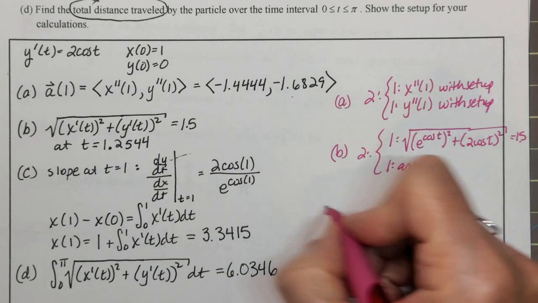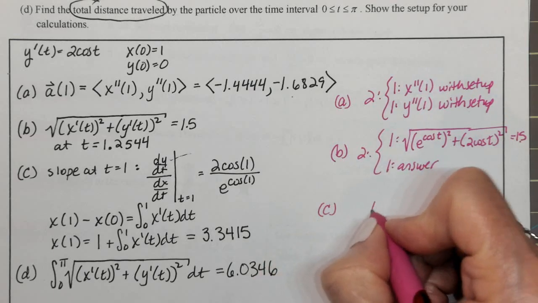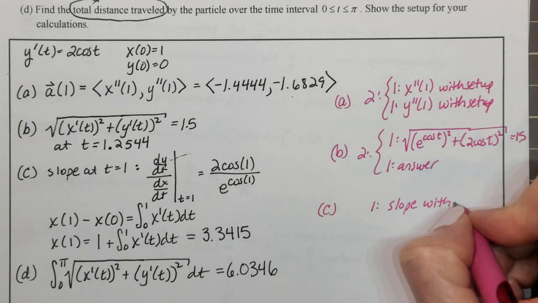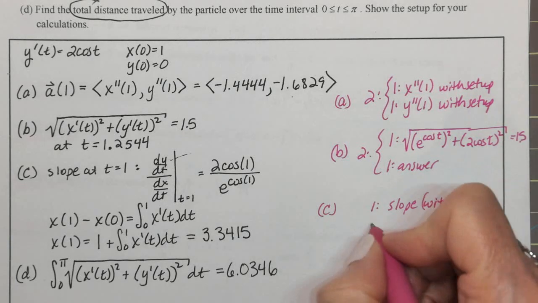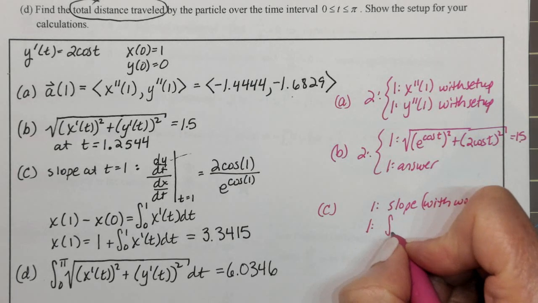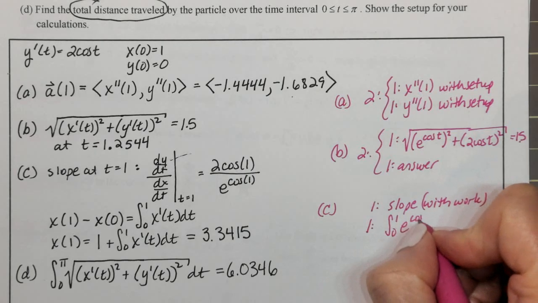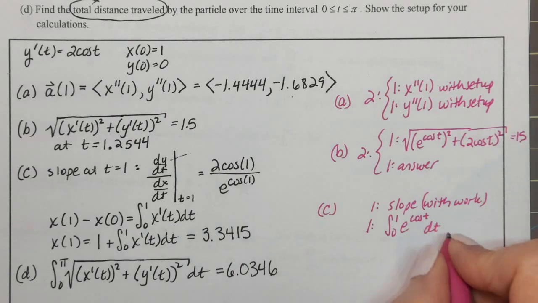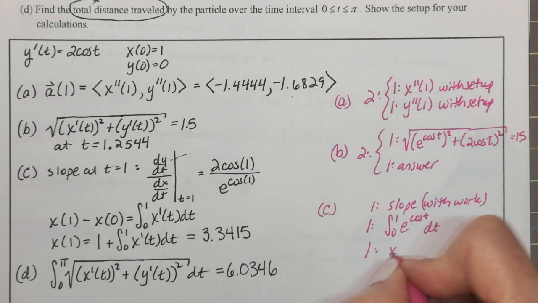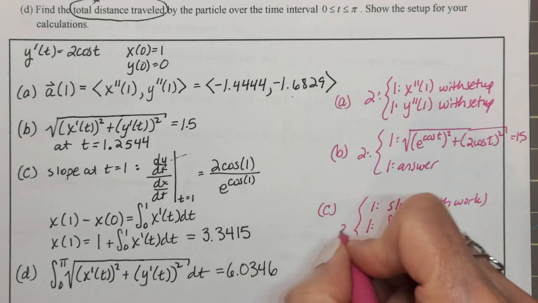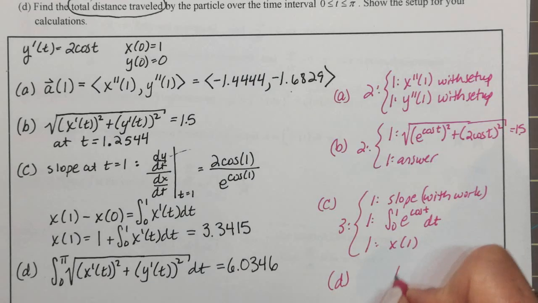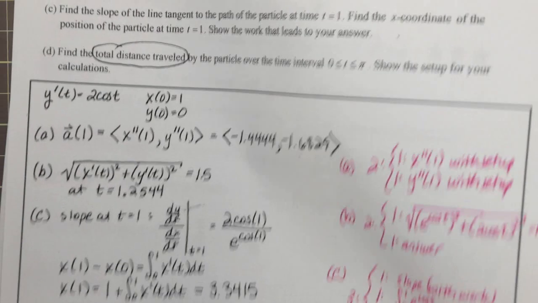Okay, part C. 1 point was for the slope with supporting work. 1 point was for the integral. And again, they wrote it out. I just left it as an x prime. And then 1 point for your answer. Part D was worth 2 points, 1 point for the integral, and 1 point for the answer.